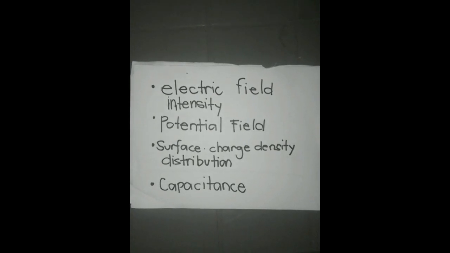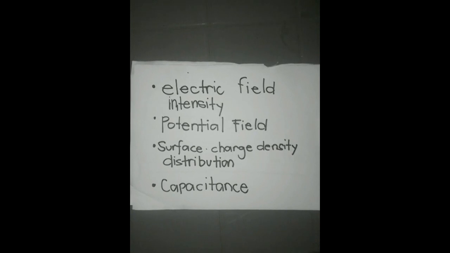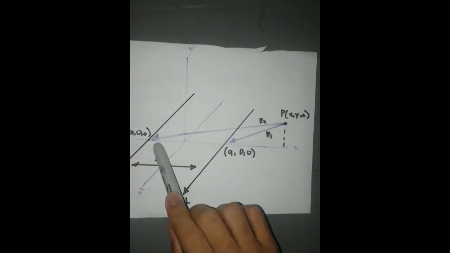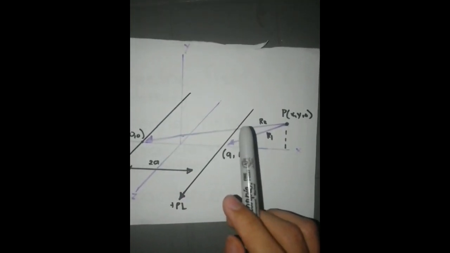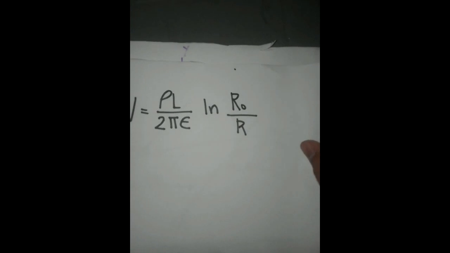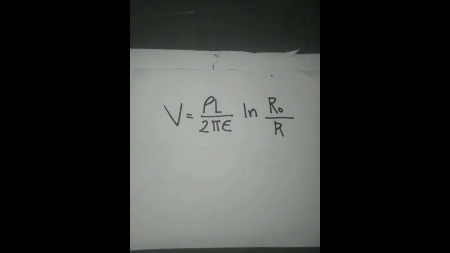We begin by investigating the potential field of two infinite line charges. This figure shows a positive line charge in the xz plane at x equals a and a negative line charge at x equals negative a. The potential of a single line charge with zero reference at a radius of R0 is V equals rho L over 2 pi epsilon ln R0 over R.